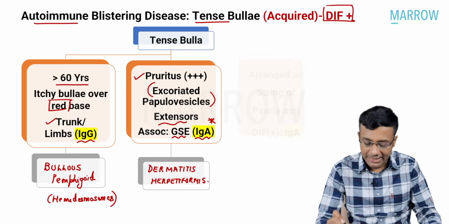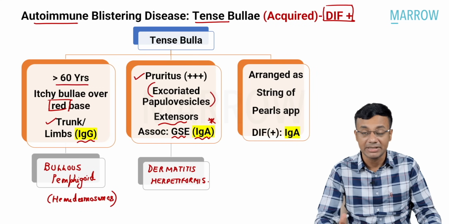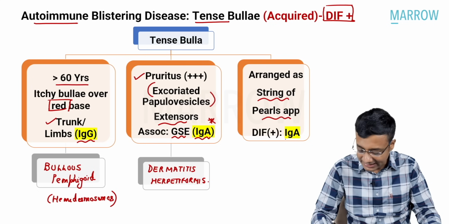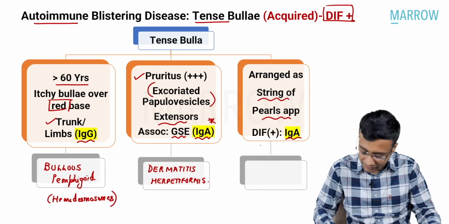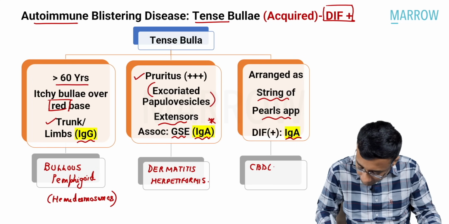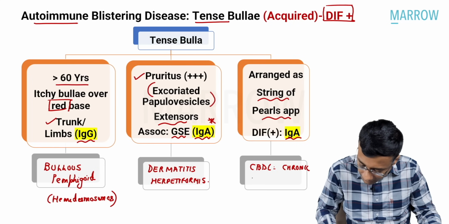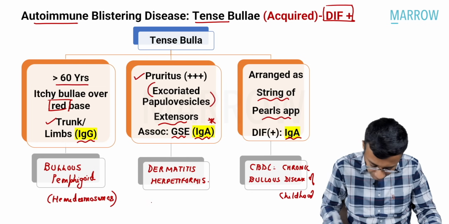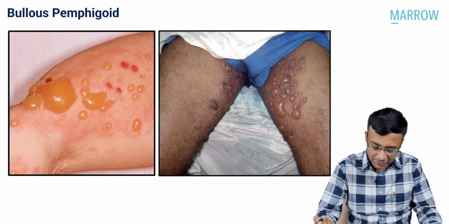And lastly, we have yet another blistering disorder where the blisters are arranged in string of pearls appearance and it's IgA mediated. The correct answer for this question is CBDC, which is chronic bullous disease of childhood. Now let us look at the pictures.